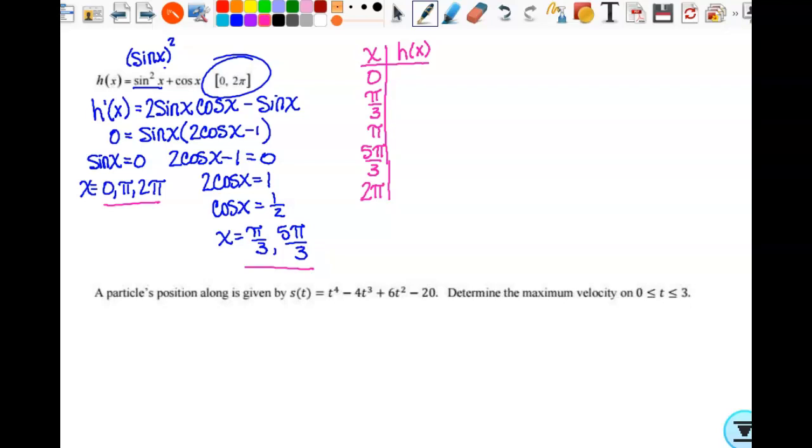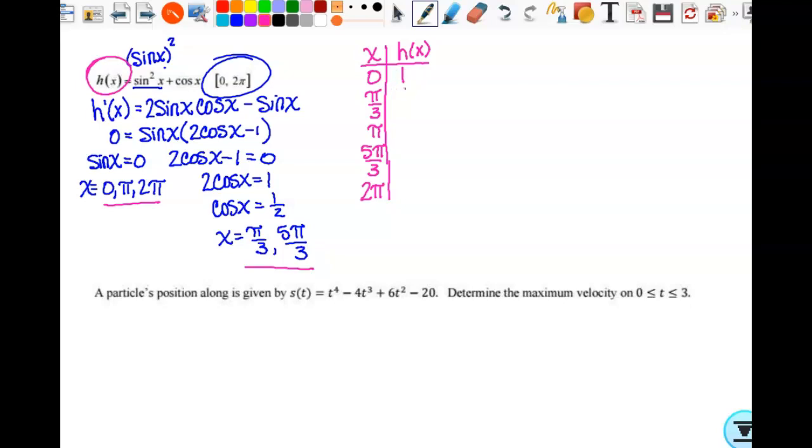Okay. Then I need to find h of x. So remember, you don't put it in h prime, we put it back in h of x. So what's the sine of 0? Sine of 0 is 0. You square it, you still get 0. What's the cosine of 0? 1. So this is 1.